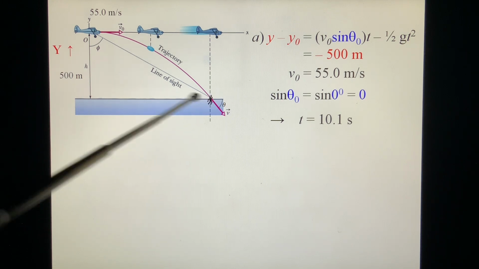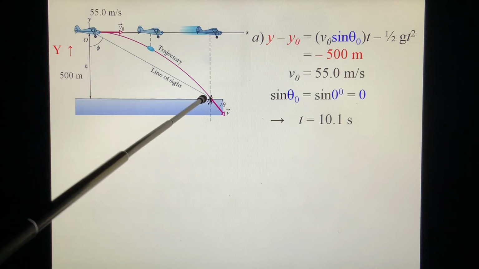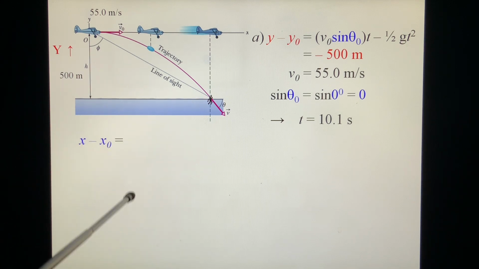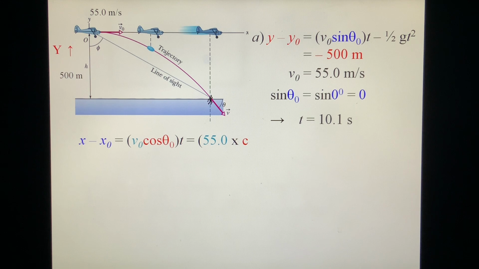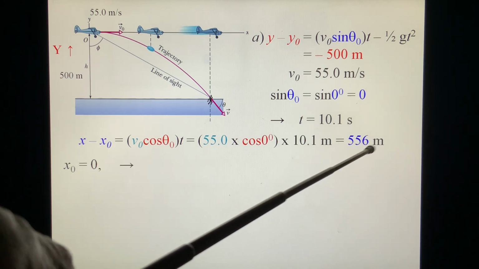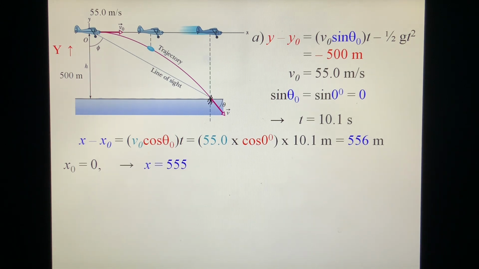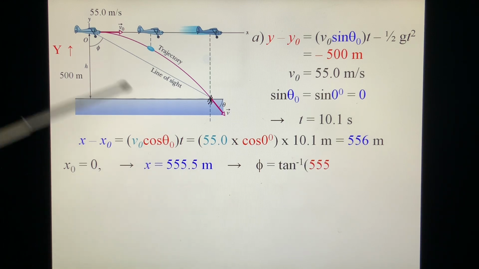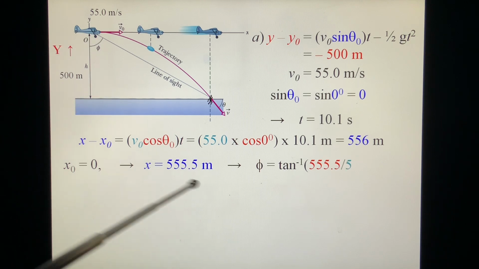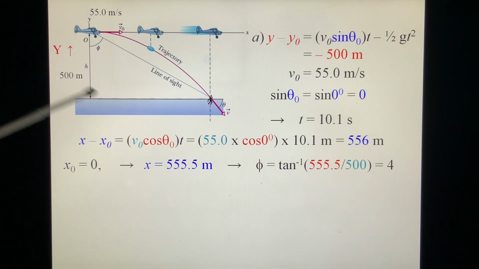Once you have t, we know x equals v zero cosine theta zero times t, and this cosine is one. So we get 555 meters. We take this as a reference. X zero is zero, so x equals 555.5, and then tangent phi equals 555 over 500, so we get phi of 48 degrees.